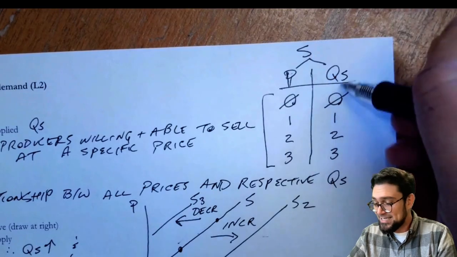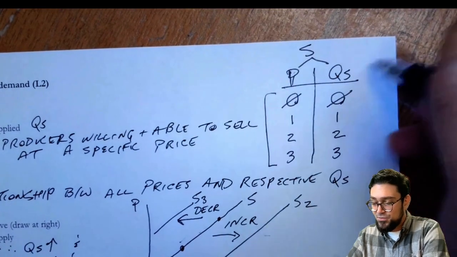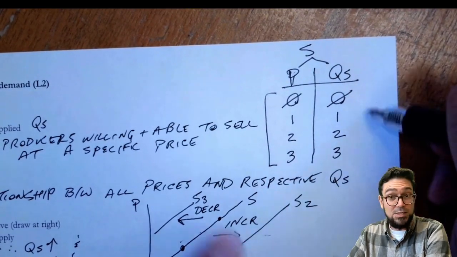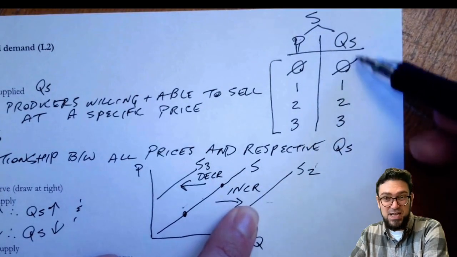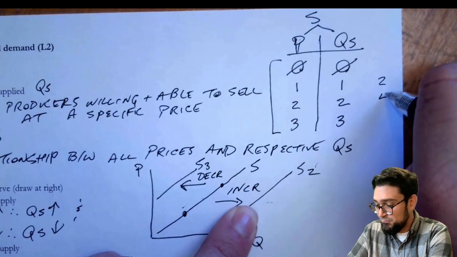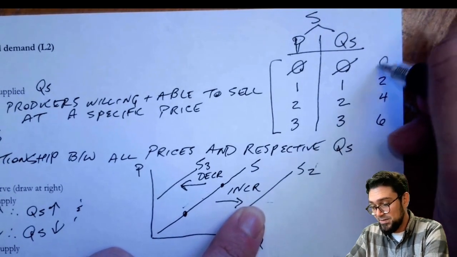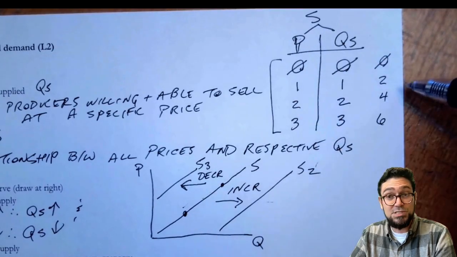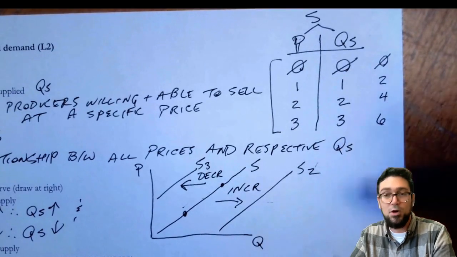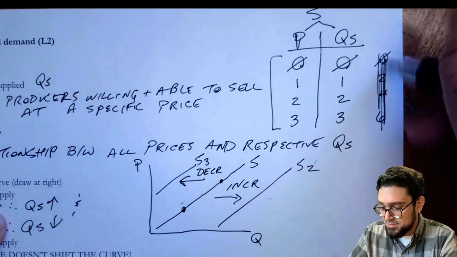So this might be S curve 1, but if I had S curve 2 listed up here, these numbers would be larger, right? Because S2 is a bigger value. So this might be like 2 and 4 and 6 and all that stuff, right? That first one might still be 0, but if the price was 1, now we're producing 2. If the price was 2, now we're producing 4. That would be an increase in supply.